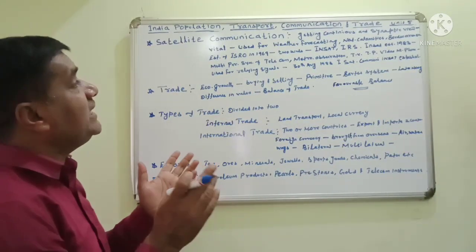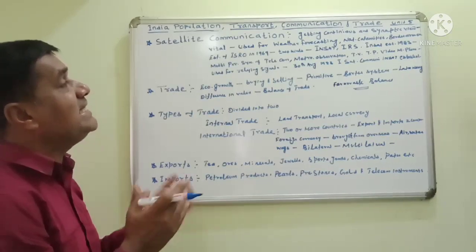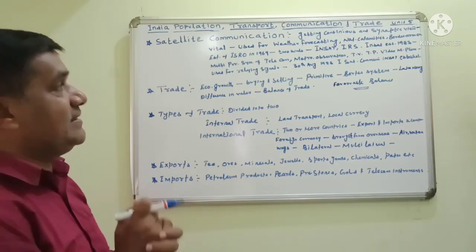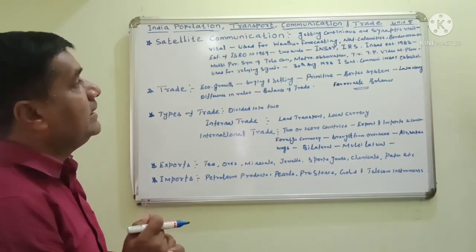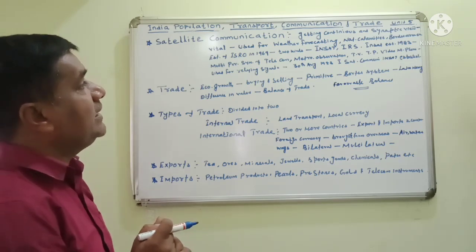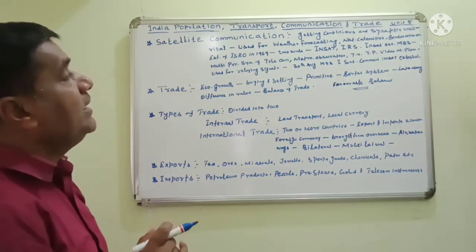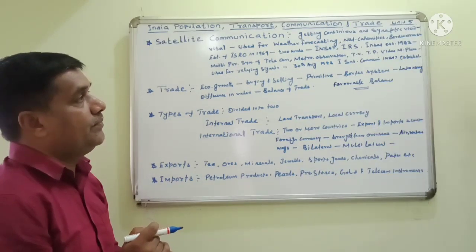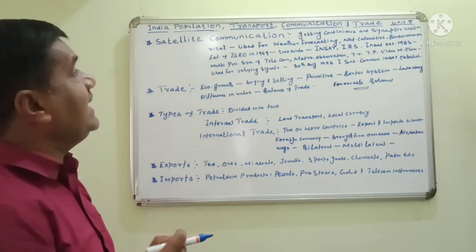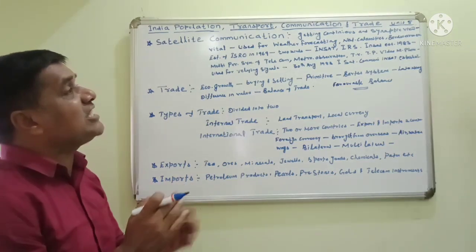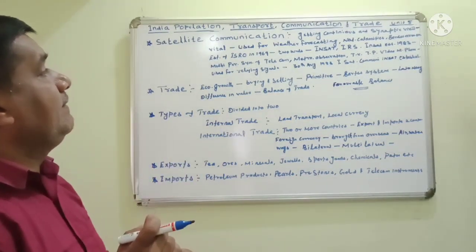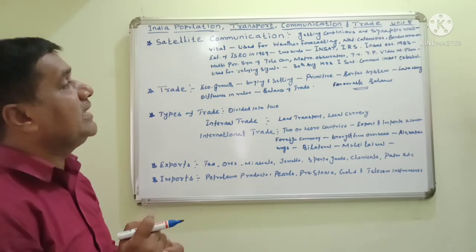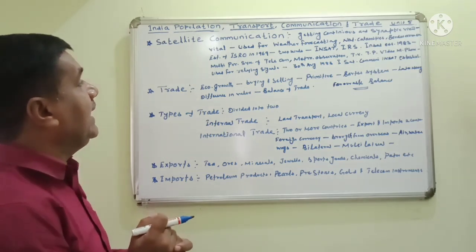Satellite communication is divided into two. One is INSAT and the other is IRS: the Indian National Satellite system and the Indian Remote Sensing Satellite. INSAT was established in 1983.